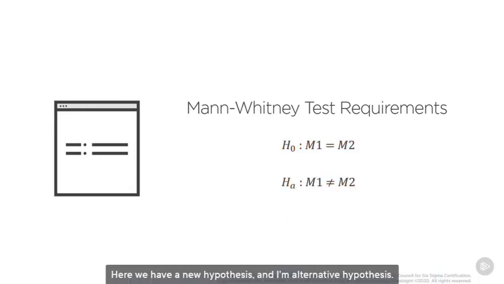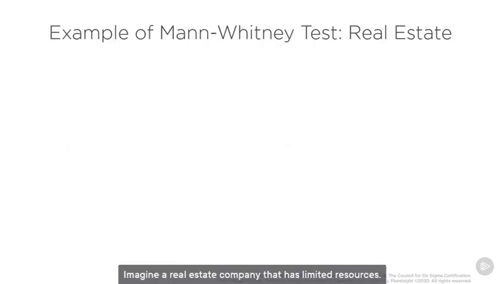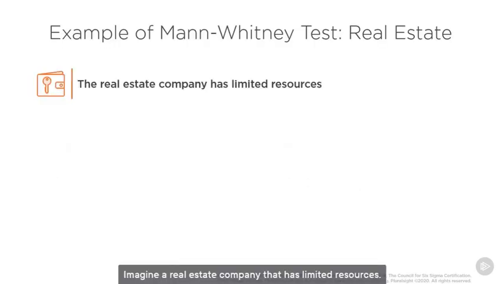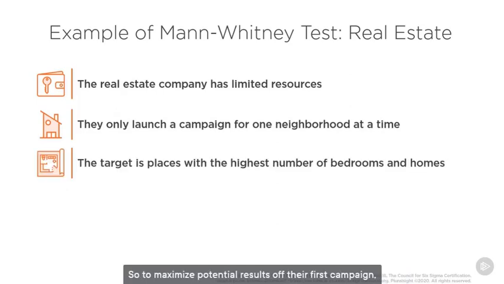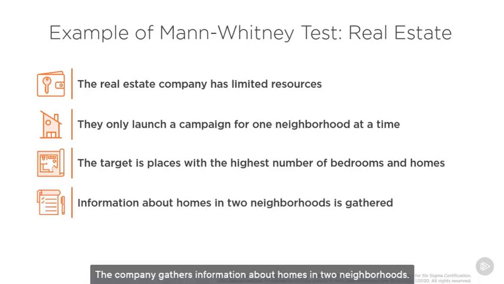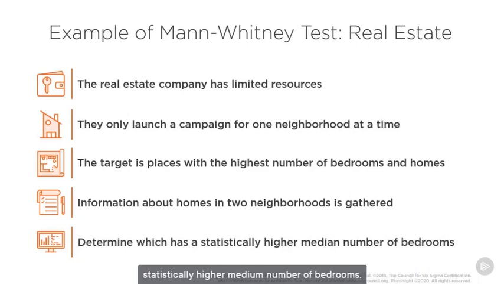Here we have a null hypothesis and an alternative hypothesis. Let's consider another example. Imagine a real estate company that has limited resources. They can only launch a campaign for one neighborhood at a time. So to maximize potential results of their first campaign, the company wants to choose the neighborhood with the highest number of bedrooms and the highest number of homes. The company gathers information about homes in two neighborhoods. They then compare the samples to determine whether one sample has a statistically higher median number of bedrooms.